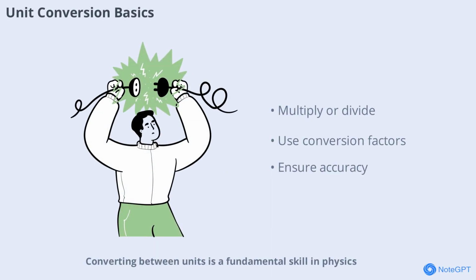Converting between units is a fundamental skill in physics. Whether you're switching from centimeters to meters or from pounds to kilograms, the process involves multiplying or dividing by the appropriate conversion factor. Mastering unit conversions ensures that your calculations are accurate and your results are meaningful. In the next scene, we'll walk through a simple example of unit conversion.